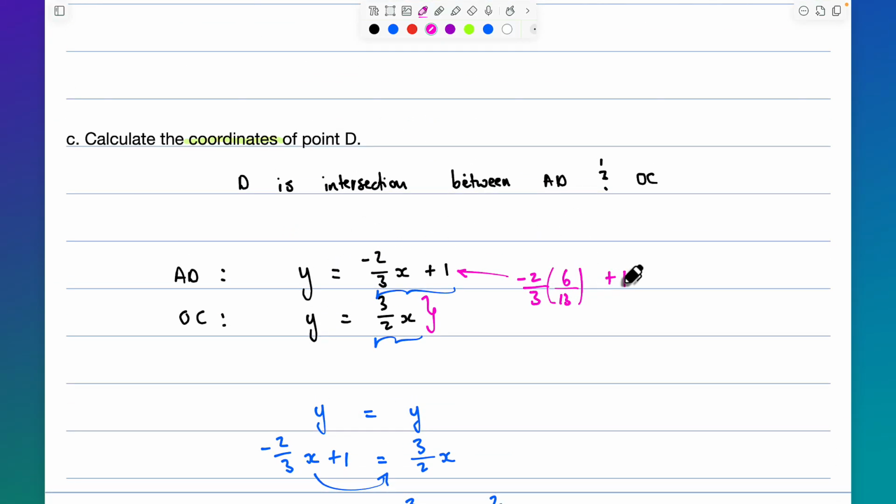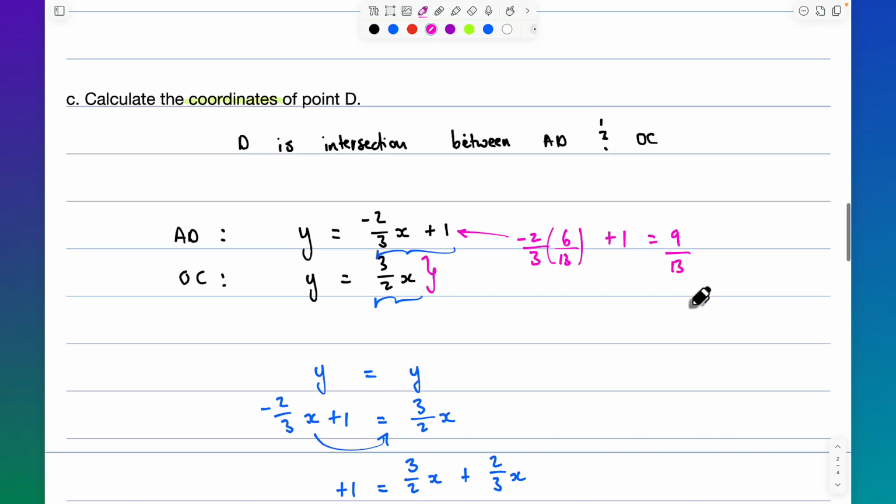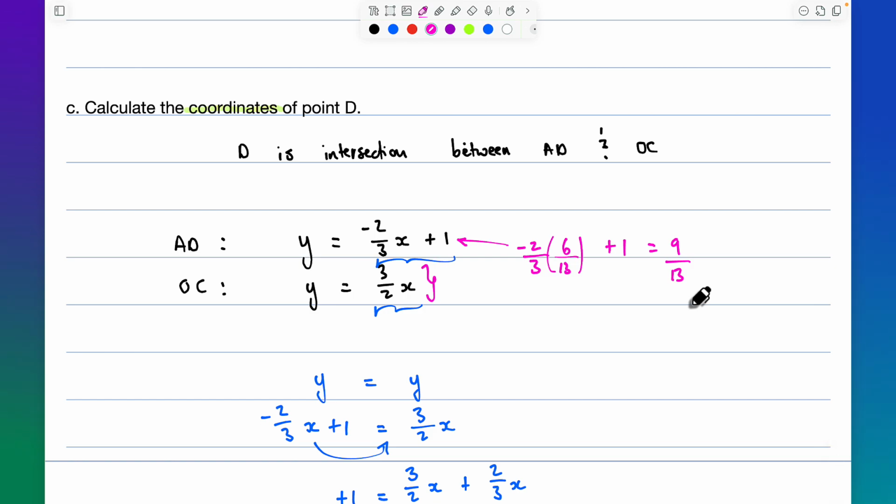Plus 1. If you punch that into your calculator, you also get 9 over 13. Right, so both equations gave us 9 over 13, at least at this step. We didn't really make a mistake. So I think we can move on at this point.